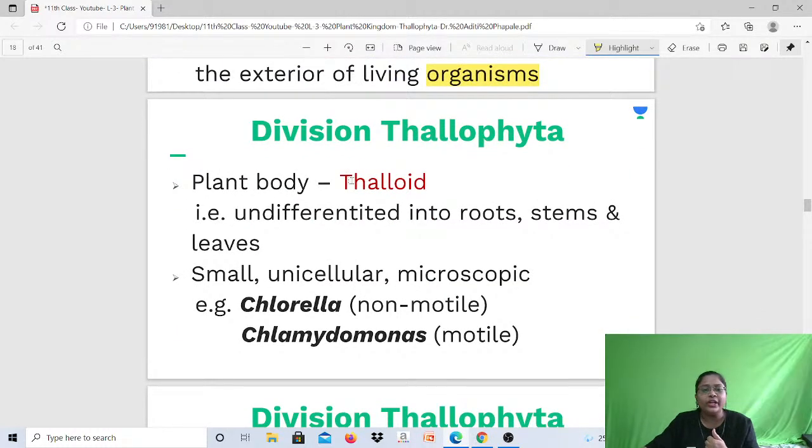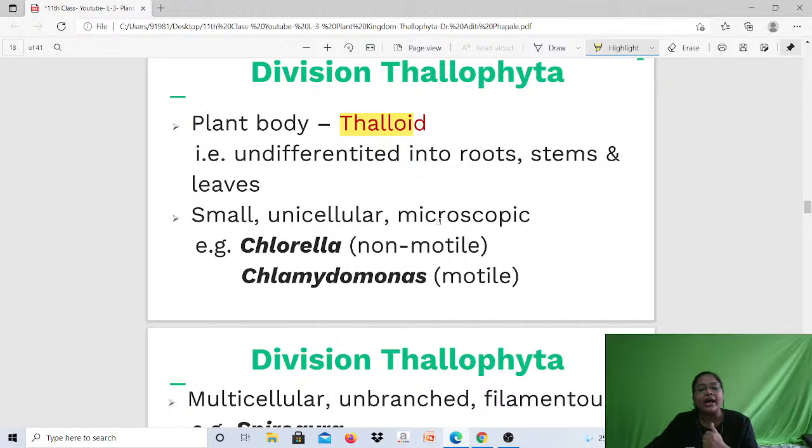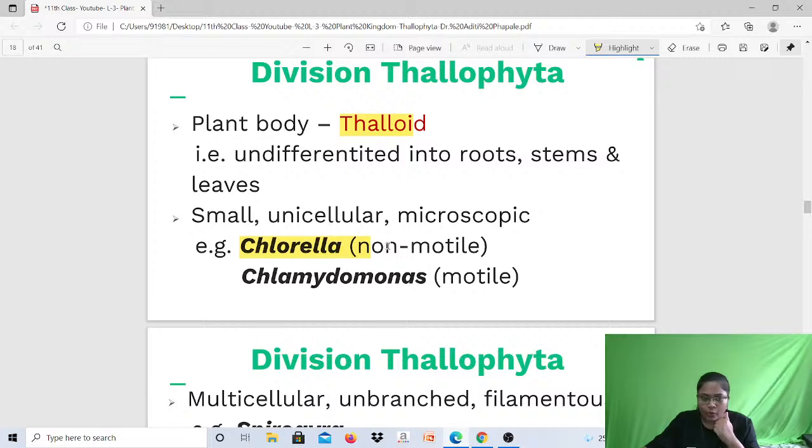Plant body is thalloid. I already told you thalloid means it is undifferentiated. Matlab it is not differentiated into roots, stems and leaves. Okay? Then, these are small unicellular and microscopic organisms. Unicellular matlab their entire body is made up of only a single cell, and microscopic means you cannot see them by naked eyes. You can observe them only under the microscope. Okay? For example, chlorella. Now these chlorella, they are non-motile, that means they cannot move. Then you have chlamydomonas, they are motile, okay, which can move.